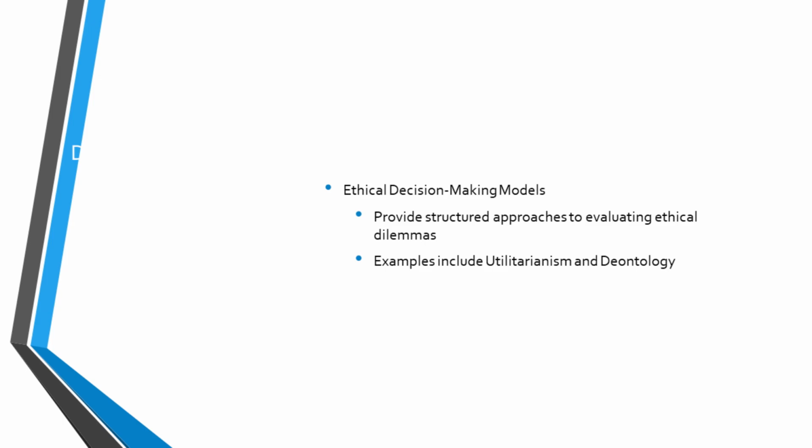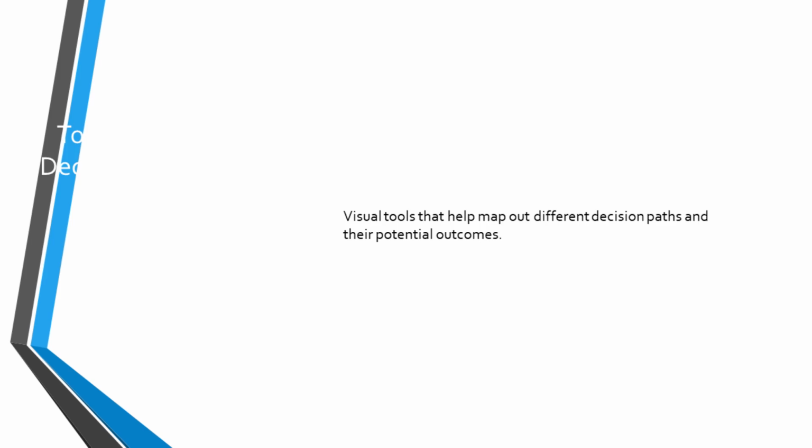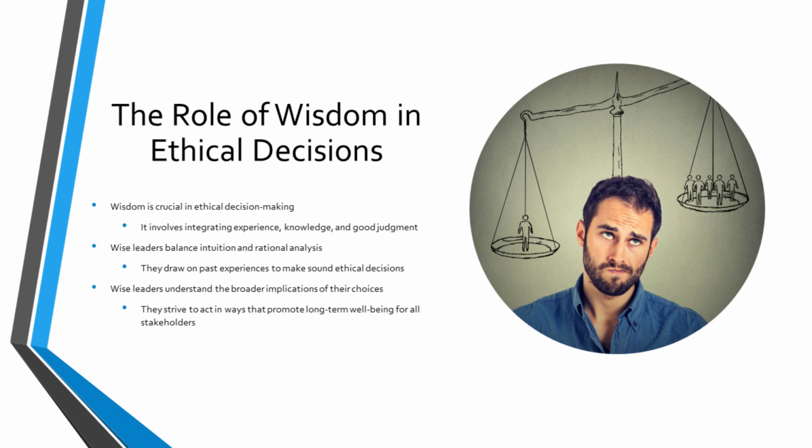There are several tools and frameworks that can assist in ethical decision making. 1. Ethical decision making models. These models, such as utilitarianism and deontology, provide structured approaches to evaluating ethical dilemmas. Decision trees. Visual tools that help map out different decision paths and their potential outcomes. Ethical checklists and guidelines. Documents that outline specific ethical considerations to keep in mind during decision making.